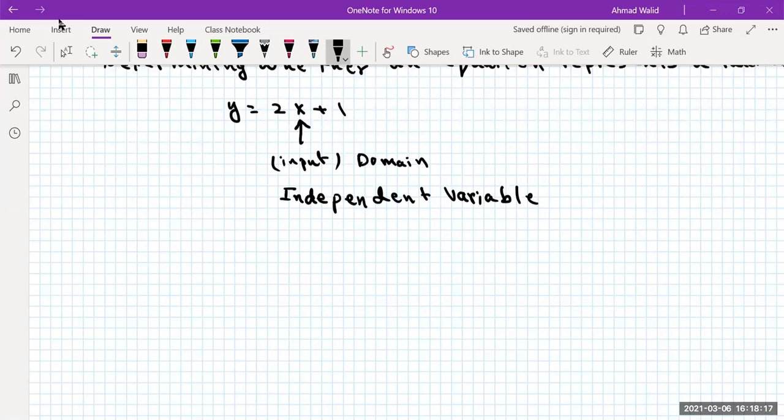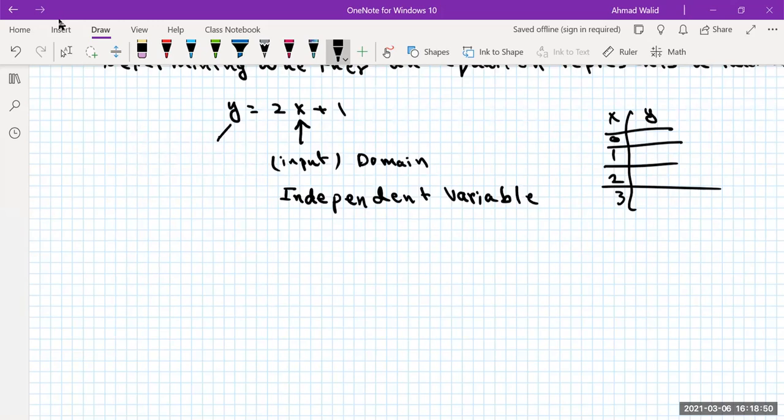Correct? Because why do we call it the independent variable? Because you choose which values to use for X, right? When you make a table, it's always you who chooses which values you want to use for X. 0, 1, 2, 3. Oh no, I want to use -1. That's why the values of X are called independent, because you are choosing. They can be any number that you want to choose.